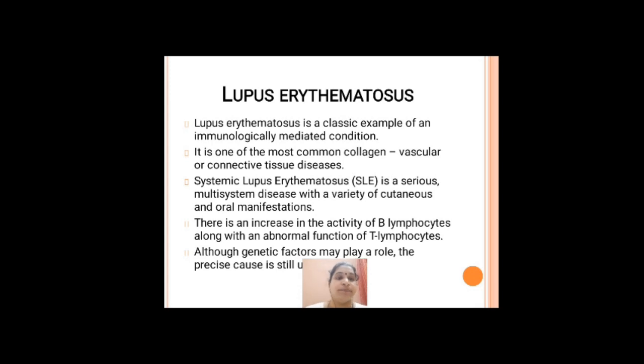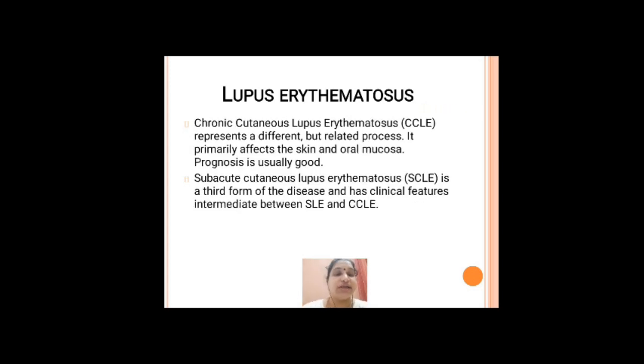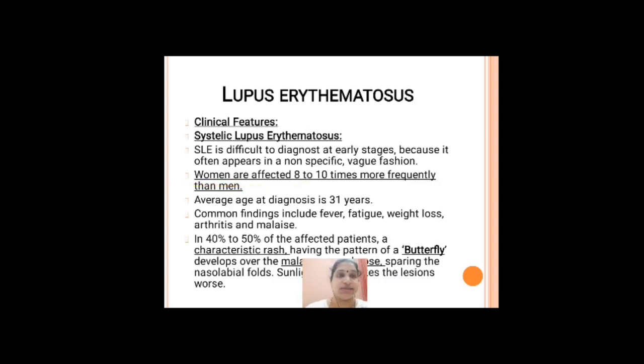A major form is called systemic lupus erythematosus. As the name indicates, it is a serious multi-system disease with a variety of skin and oral manifestations. The cause is not known, but there seems to be an increase in the activity of B lymphocytes and abnormal function of T lymphocytes. There is one more localized form called chronic cutaneous lupus erythematosus. Here the prognosis is generally good. And subacute has clinical features intermediate between the systemic and the chronic cutaneous type.